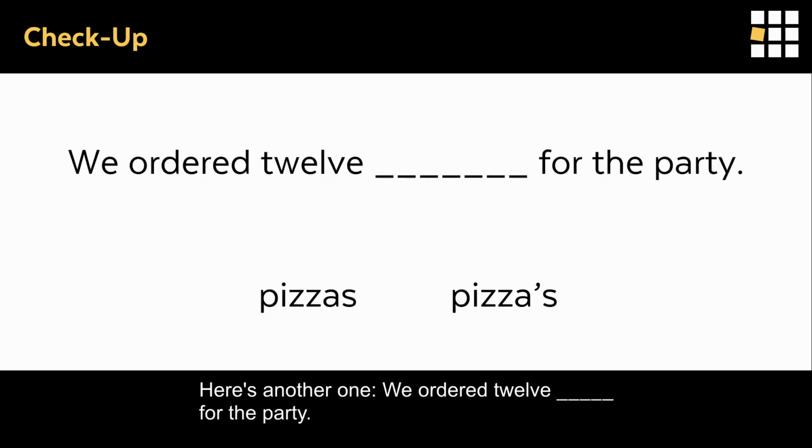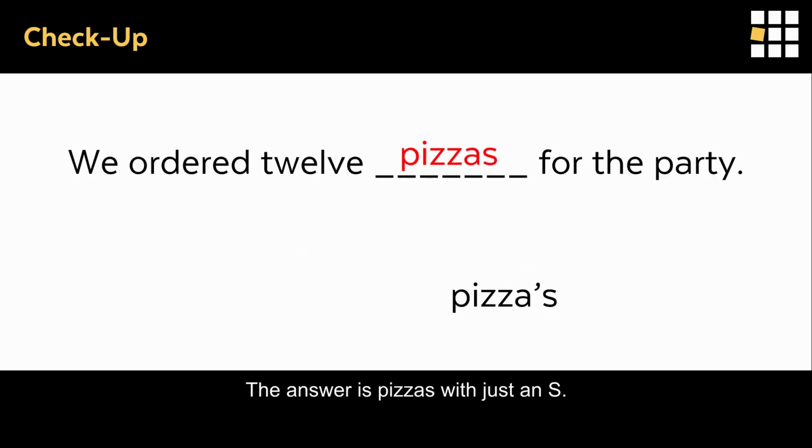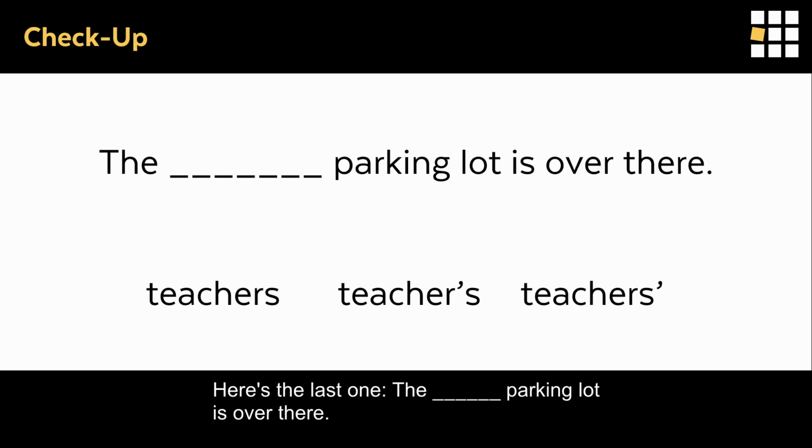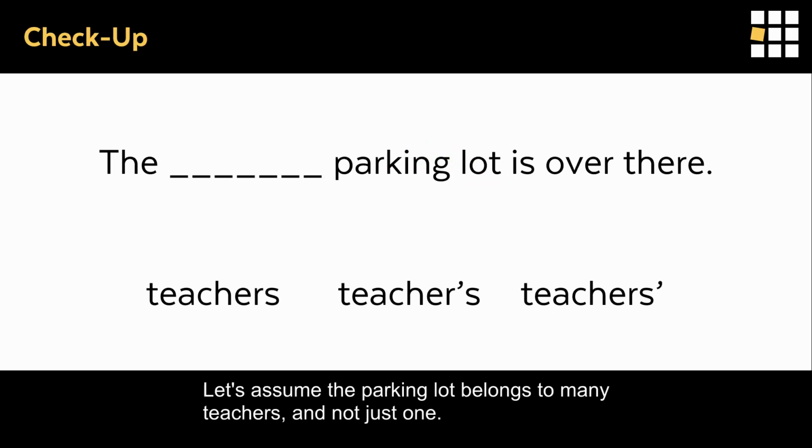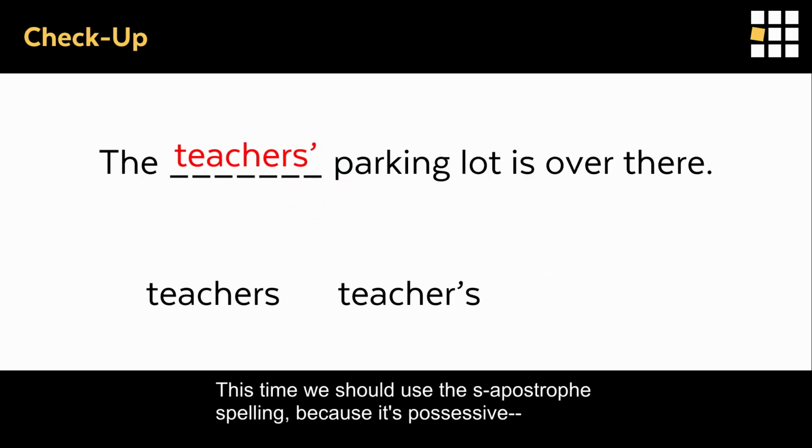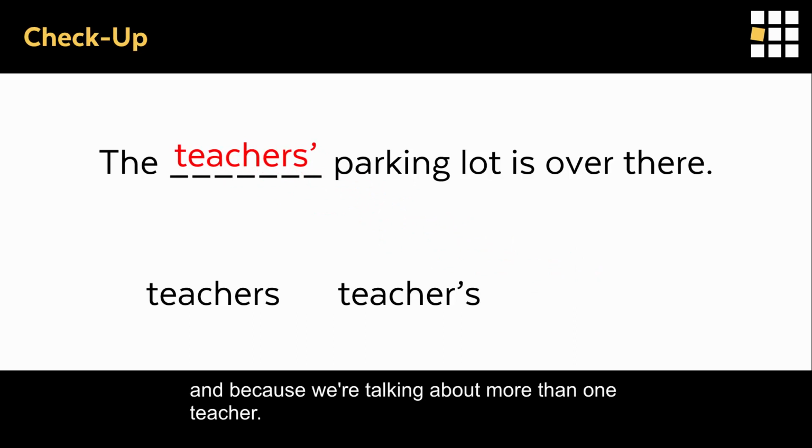Here's another one. We ordered 12 pizzas for the party. The answer is pizzas with just an S. Here's the last one. The teachers' parking lot is over there. Let's assume the parking lot belongs to many teachers and not just one. This time we should use the S apostrophe spelling because it's possessive and because we're talking about more than one teacher.